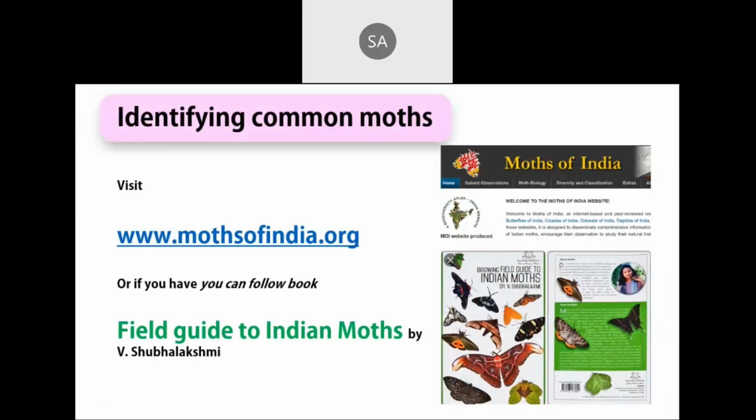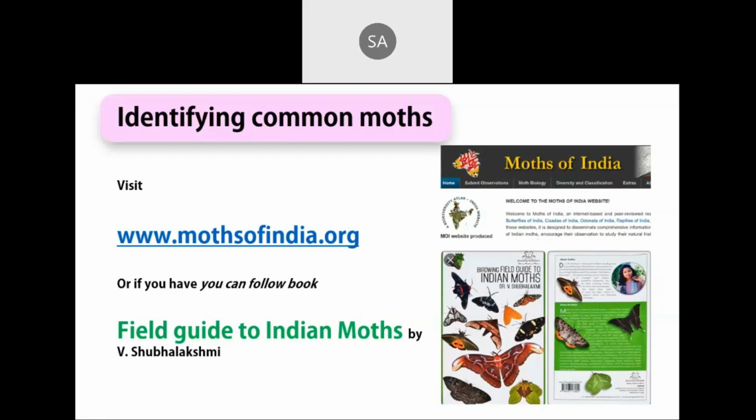So how do we identify common moths? We all know moths are very complicated taxa to identify, but researchers and moth scientists have made different kinds of contributions towards understanding or studying moths. The first is the Moths of India website. The Moths of India website can be logged in and checked. There are always different kinds of contributions, different species contributions into their database, so that family wise, you can see.